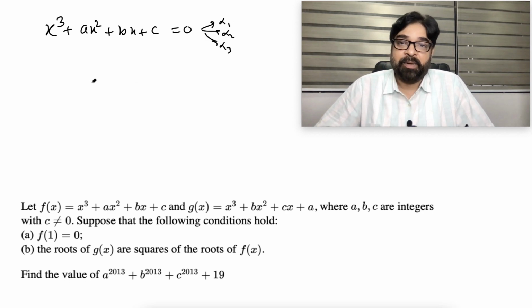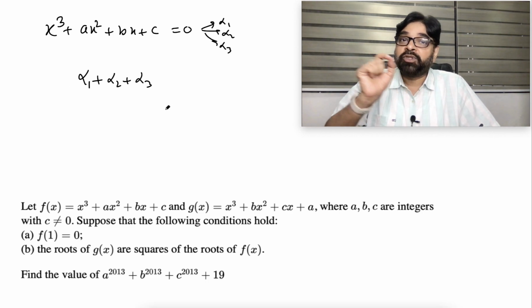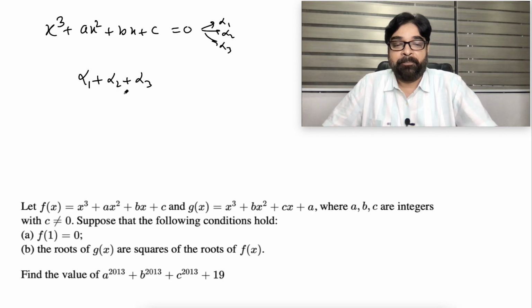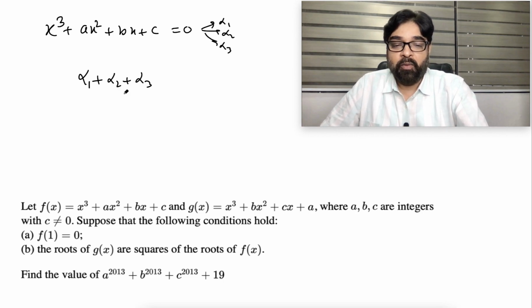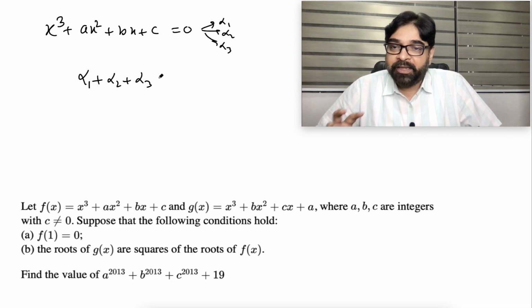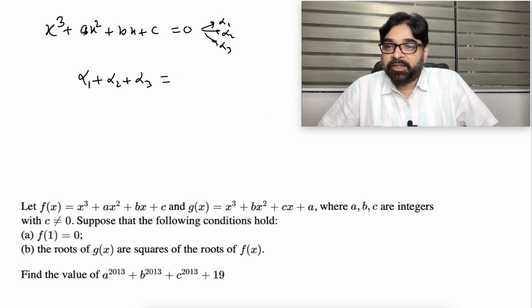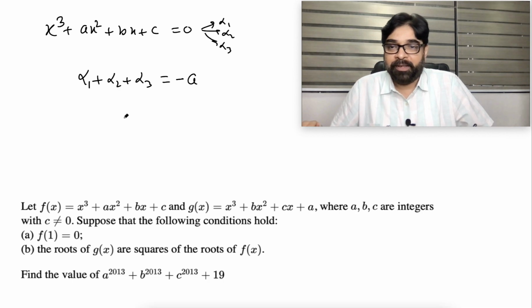So always remember, alpha 1 plus alpha 2 plus alpha 3 is called the sum of roots taking one root at a time. Sum of roots taking one root at a time. Are you getting my point? In this case, this will be equal to minus a. First, just leave this one here. After x cube, whatever is coming.